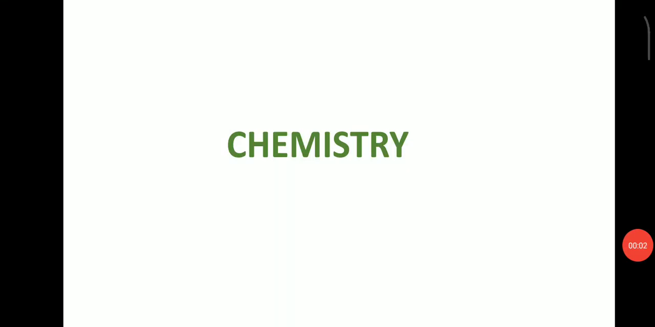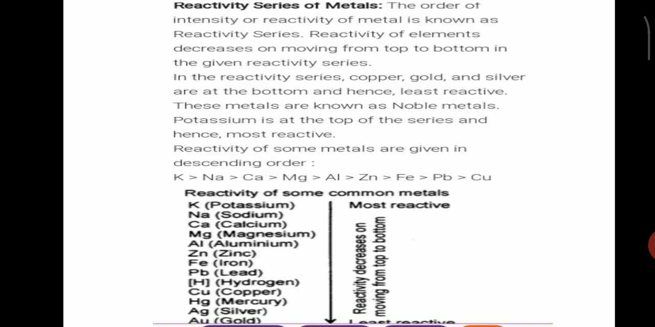We are discussing the chemical properties of metals. In the last class, we studied three reactions: how metals react with oxygen, with water, and with dilute acids. Today, we are going to discuss other reactions. The first reaction we are going to study is how metals react with a metallic solution.